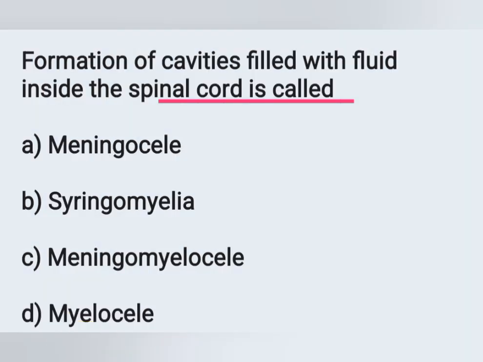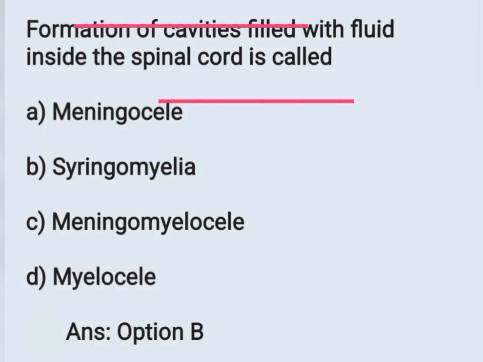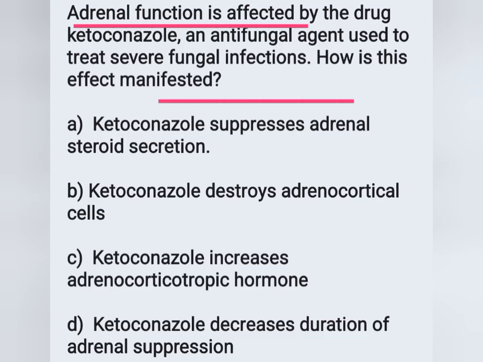And the next question: formation of cavities filled with fluid inside the spinal cord is called. Options: Option A, meningocele. Option B, syringomyelia. Option C, meningomyelocele. Option D, myelocele. Formation of cavities filled with fluid inside the spinal cord is known as syringomyelia. Option B is the correct answer. Move on to the next question.